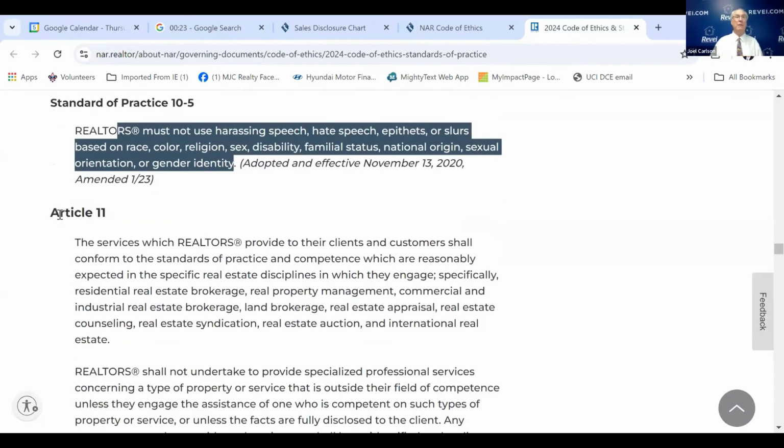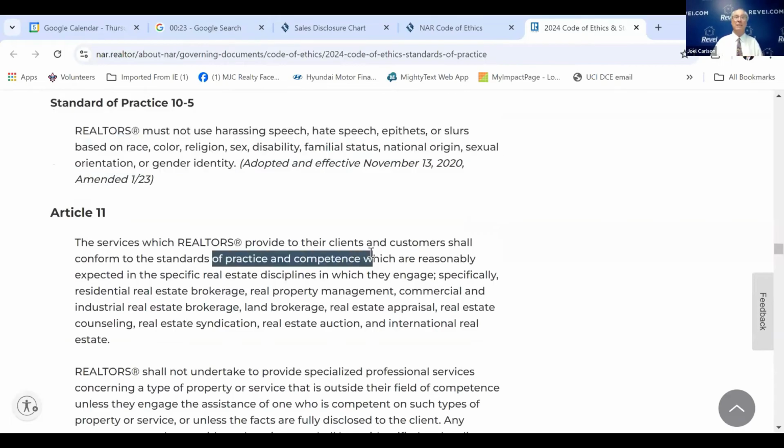Article 11 says standards of practice of competence. This means you need to be knowledgeable in the area in which you deal. My office policy is we do not do property management. Why? Because there's too much liability, and it's hard to get errors and omissions insurance for that anyway. So here we are in a situation. I want to do commercial buildings. I want to sell commercial buildings. You need to be knowledgeable in the area in which you deal.